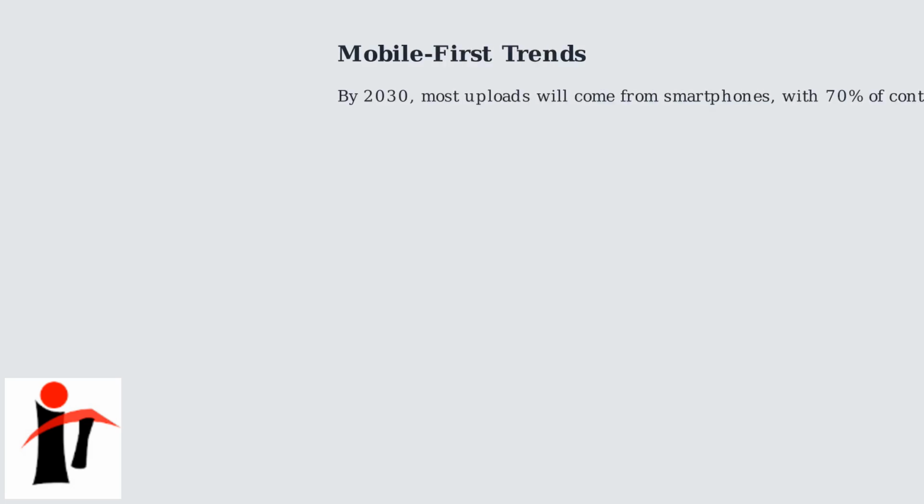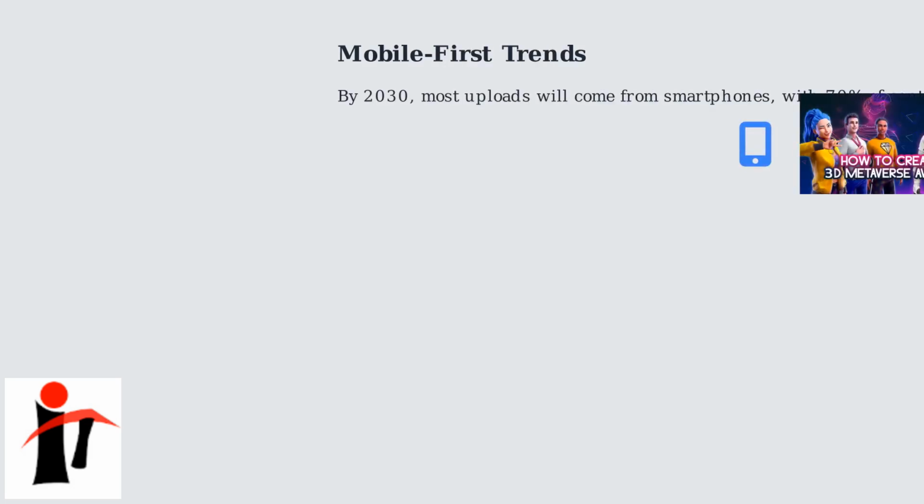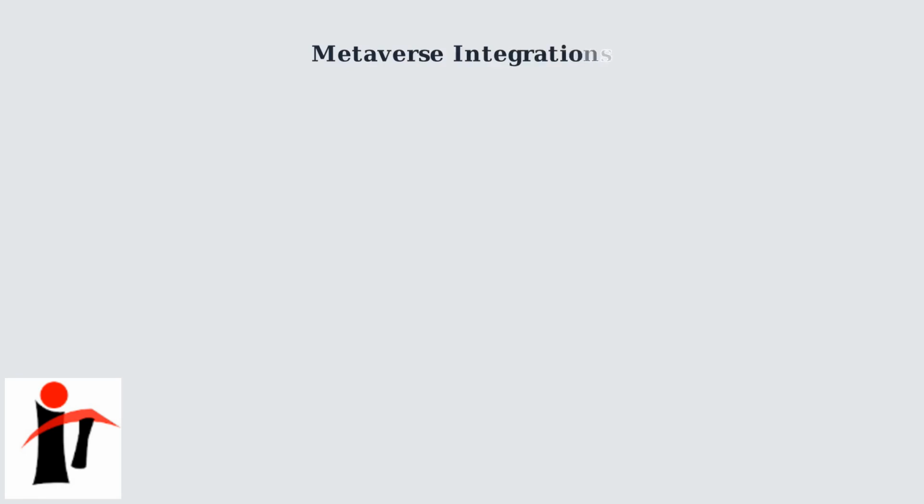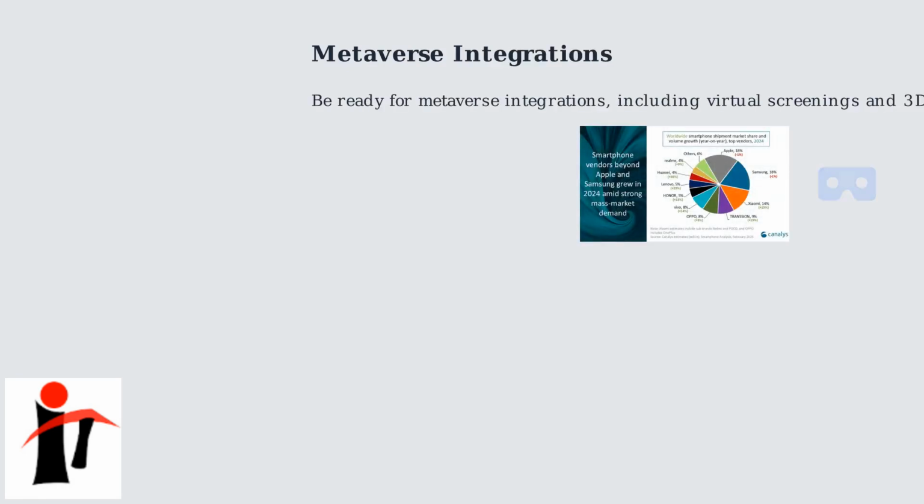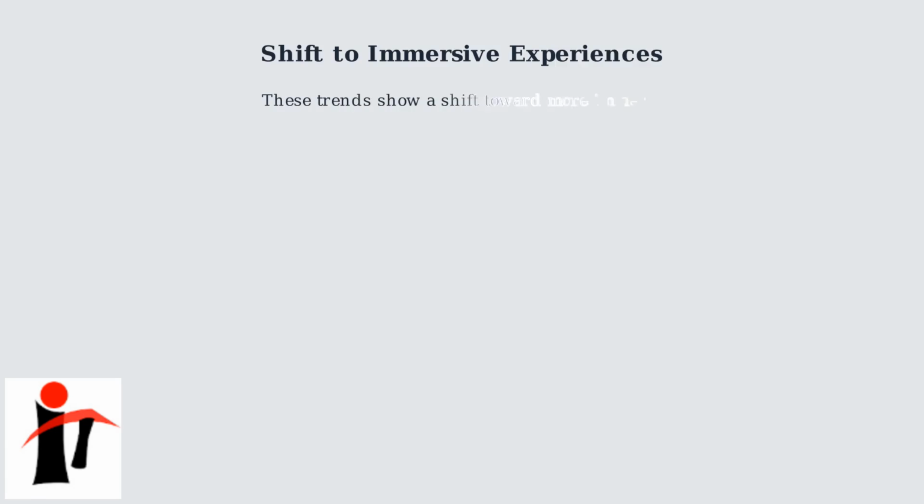Embrace mobile-first trends. By 2030, most uploads will come from smartphones, with 70% of content created on mobile devices. Leading vendors like Samsung and Apple dominate the market. Be ready for metaverse integrations, enabling virtual screenings and 3D avatar creation for immersive experiences. These trends show a shift toward more immersive and personalized experiences, combining AI enhancements with advanced video technologies.